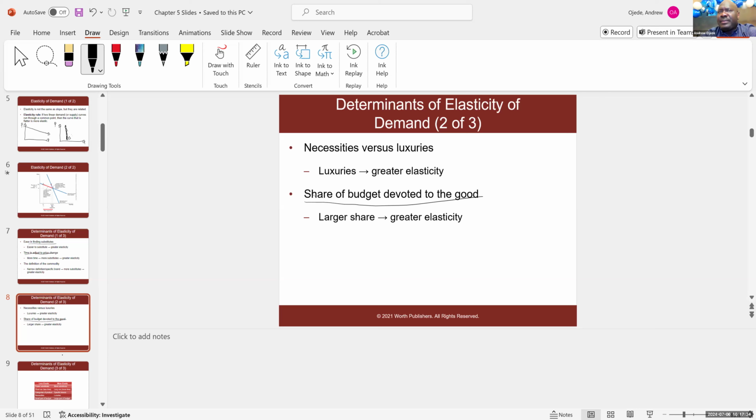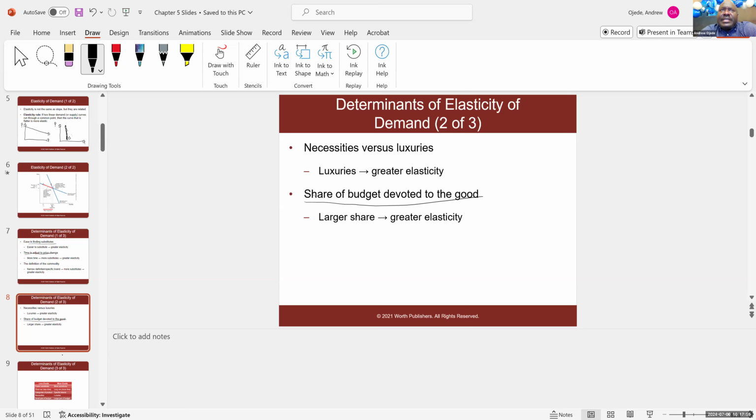If the consumer devotes a larger share of their income to buying a good, meaning that good takes a bigger chunk of your paycheck or your spending, then those goods are going to have greater elasticity. They're going to be more elastic.